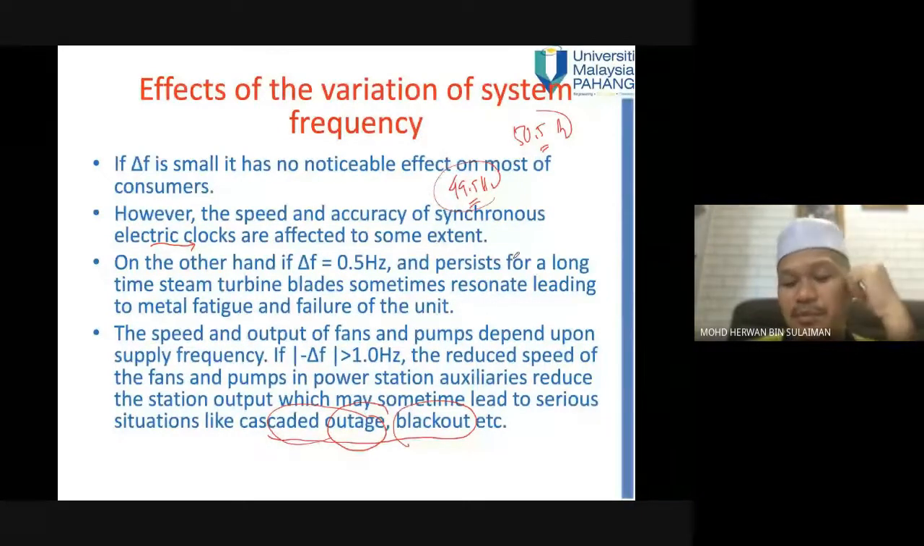Okay, so that one from I think the transformer blow. There is a report from the TNB lah. Okay, and then also there are rumors about the event. Never mind.